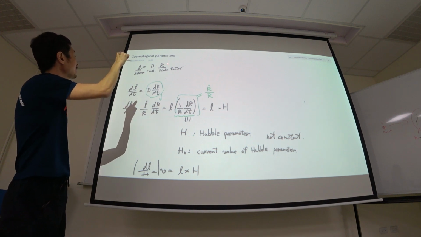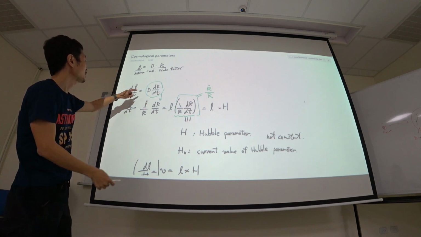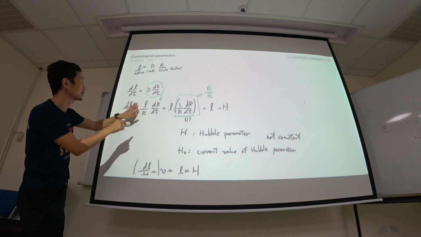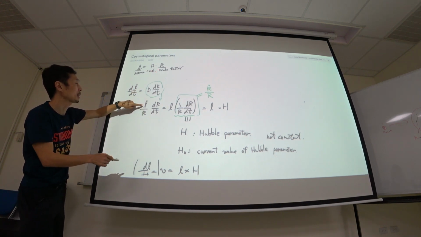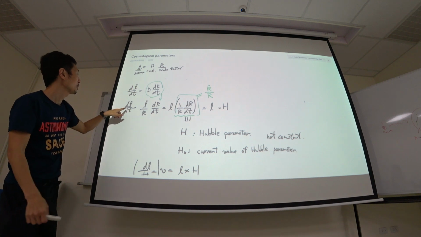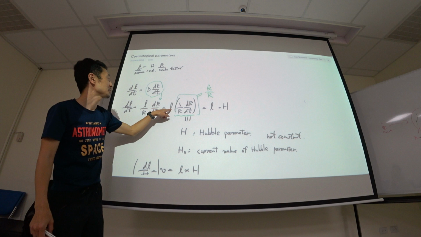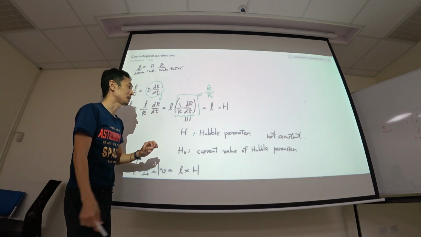We put this in here, right? Sorry, this D is replaced by L by R. So this part is D, right? D is this, using this. So that's why L is here. And then the expansion speed we can write as L times this R dot divided by R.